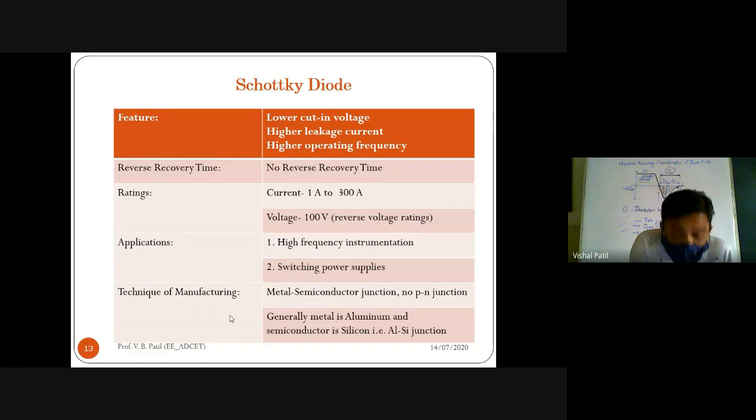Okay, as they don't have PN junction. That is the basic reason behind Schottky diodes. So generally metal is aluminum and semiconductor is silicon. So Schottky diodes are the combination of aluminum and silicon. Generally we see that diodes are the combination of P type silicon and N type silicon, meaning they only have semiconducting material. But Schottky diodes have one part as aluminum, that is metal, that is conductor, and another part is semiconductor, that is normal silicon. So there is no existence of a PN junction.